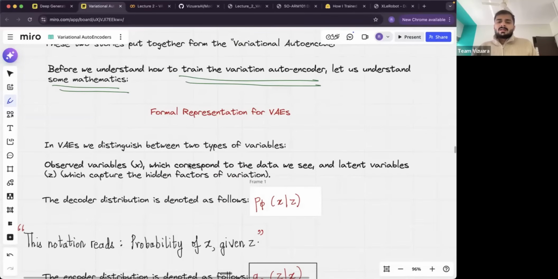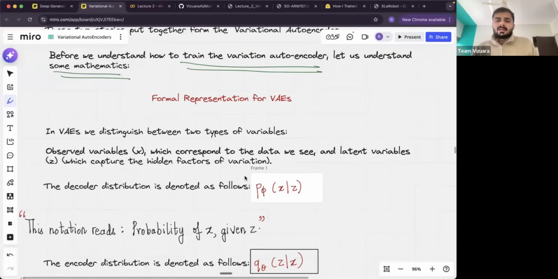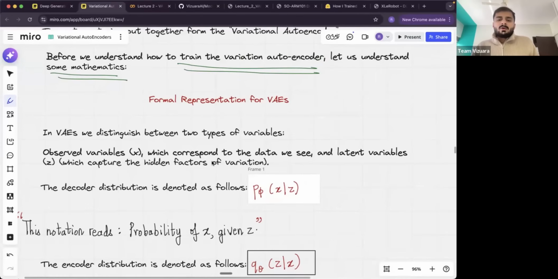So the formal representation of variational autoencoder looks something like this. The decoder distribution is denoted as P phi, and the encoder distribution is denoted as Q theta. The decoder distribution is denoted as P phi of x given z, which means that given the latent variable, we want to predict the output. And the encoder distribution is given as Q theta of z given x. It is reverse because given the input, we are trying to predict the latent variable.